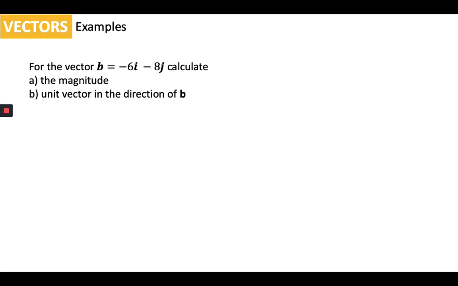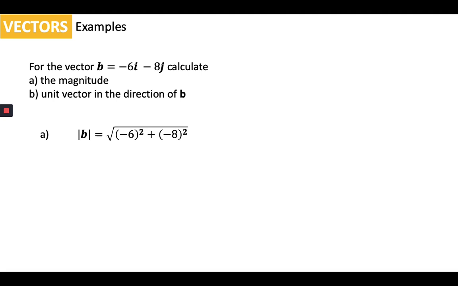So let's have a look at a vector B, which is negative 6i minus 8j, and we want to calculate the magnitude and then the unit vector in the direction of B. Okay, so part A, nice and simple. I am interested in Pythagoras. If you need to draw it, draw it. It's going to take you 2 seconds, and if it means you're going to get it right, I'm fine with it. But I can say that the magnitude of B is kind of applying Pythagoras' formula.